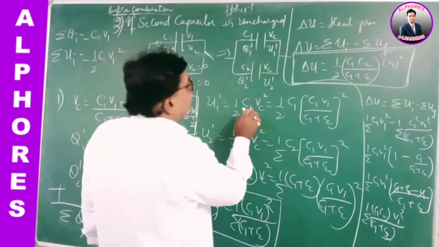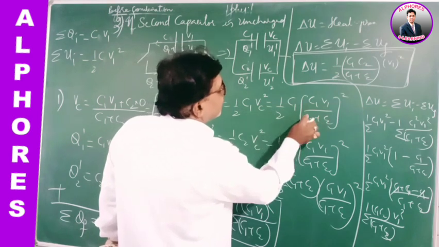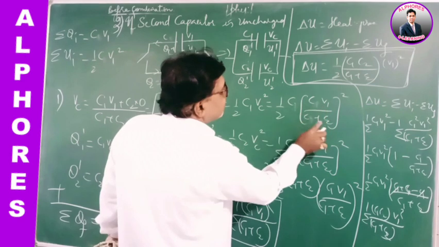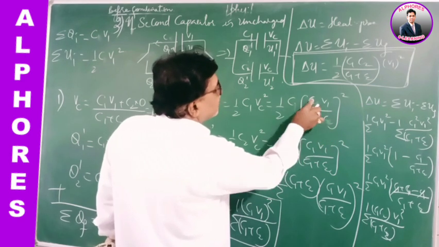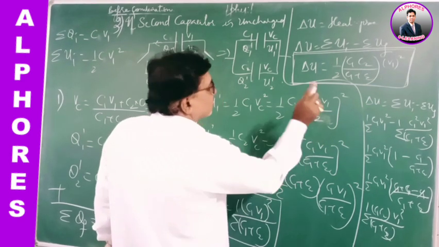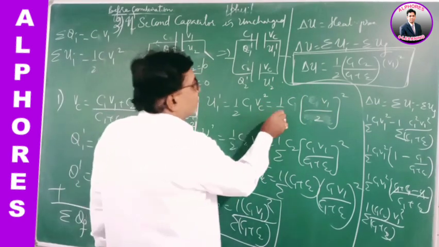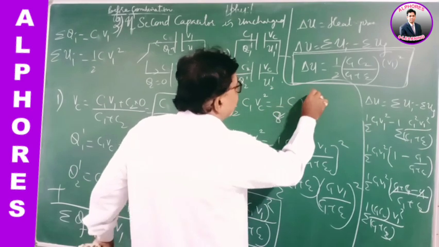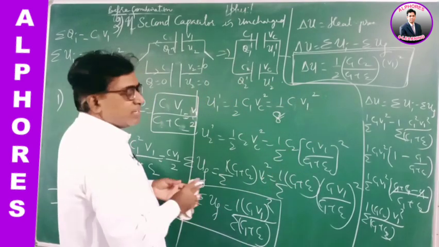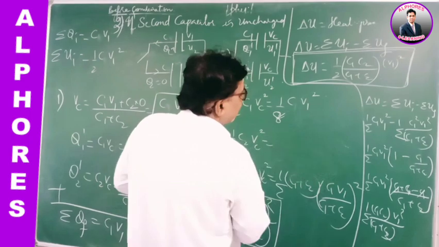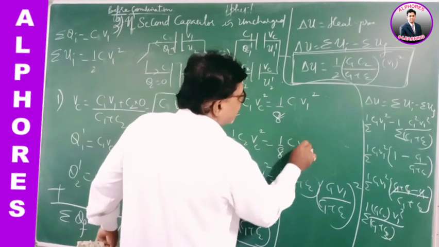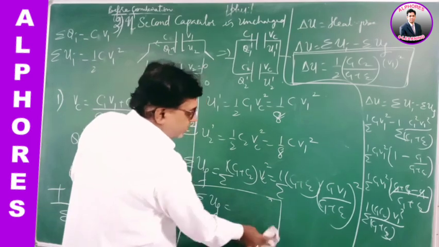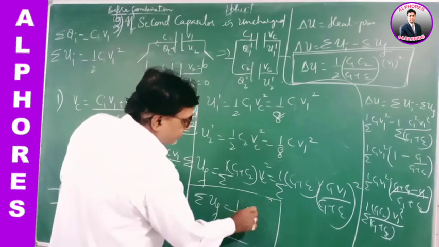Coming to energy, all the capacitors are equal, C. So C by 2C, it is V by 2 whole square. You will get 1 by 8 CV1 square. Here also you will get the same thing, 1 by 8 CV1 square. So the total final energy will be 1 by 4 CV1 square.